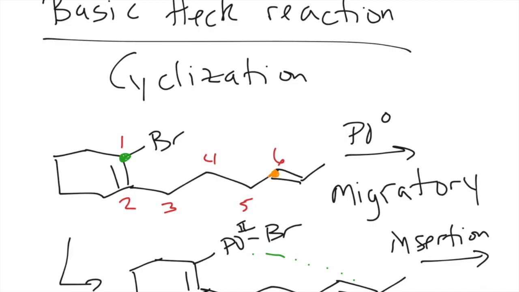Migratory insertion. So the palladium migrates. It moves from one bond to another. And as it does this, it inserts itself into that double bond and moves to another carbon. So what ends up happening in this step is we're going to have our ring form.